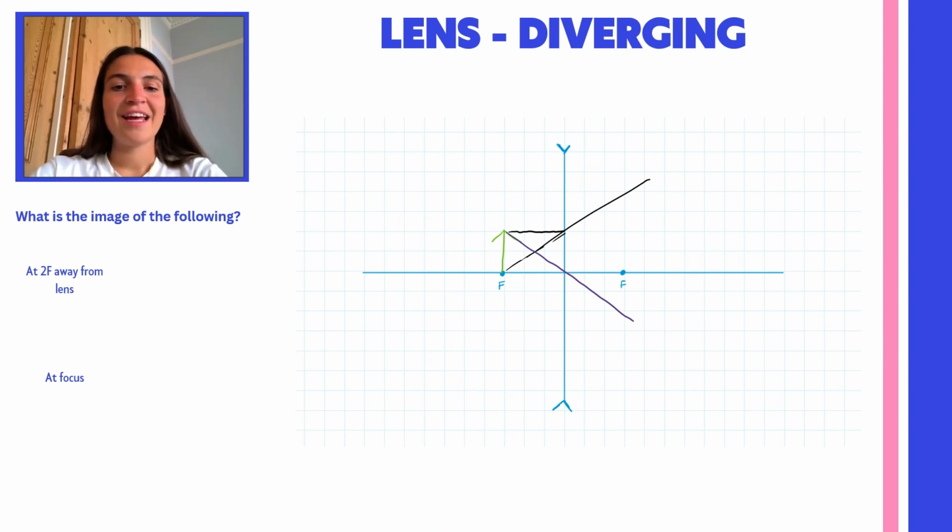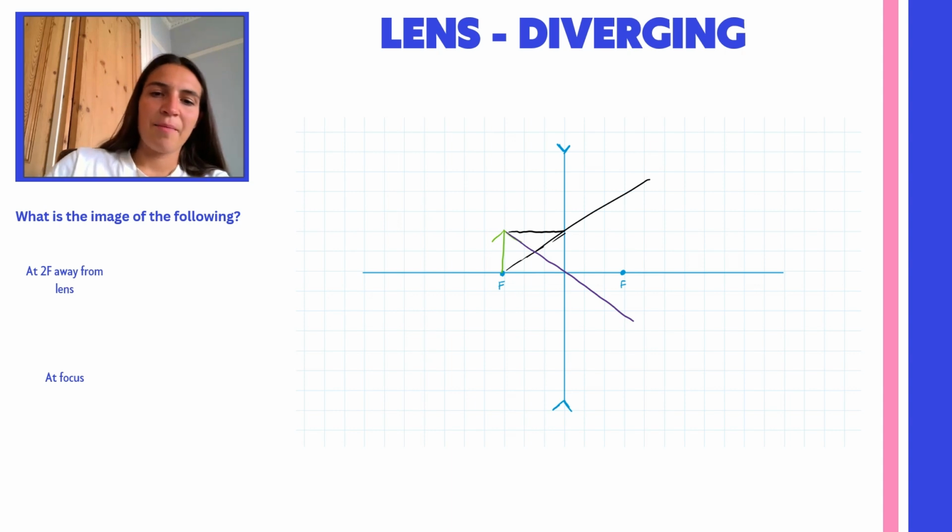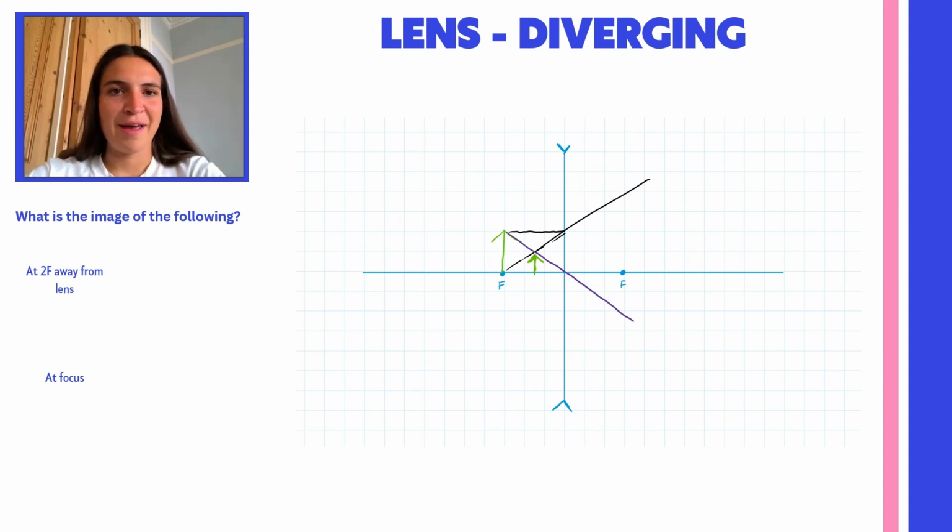And again, you can see that my black light ray meets my purple light ray there, and that is where my image will form. So it's still diminished, it's still upright, and it's still virtual. It's diminished slightly less than the other one, but it's still got those same three descriptors for this one.